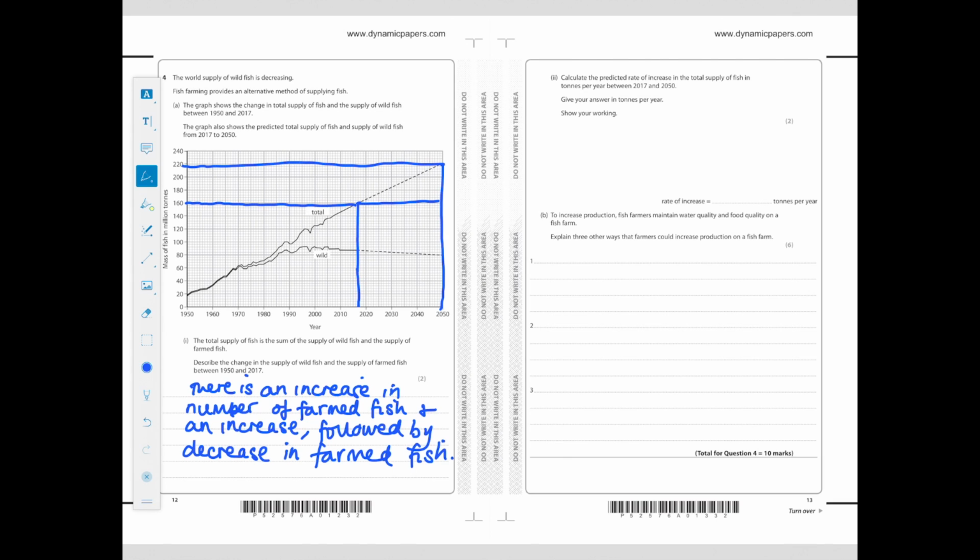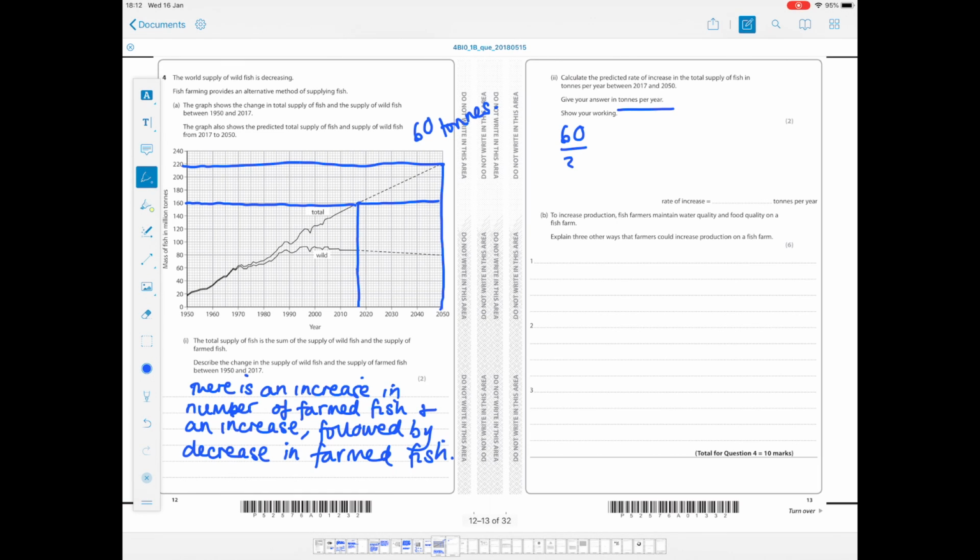And look at the difference between 220 and 160, and that's obviously 60 tonnes. And we're looking for our answer in tonnes per year. So we know that 60 tonnes was made in 33 years. So how many tonnes is that per year? So we do 60 divided by 33 to get 1.818.